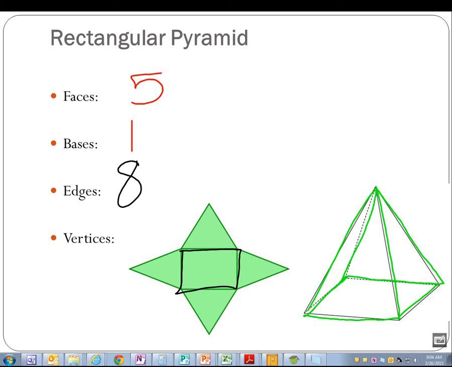Vertices. Yes. Because I wanted to do some think, pair, share today. So then we have vertices, which are going to be where these guys meet. 1, 2, 3, 4, 5. There's going to be 5 of them. 5 vertices. That's where edges meet. One of these vertices is pretty cool because it has every single one of its sides meeting up with it that isn't a base.